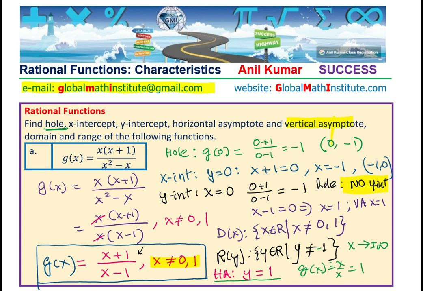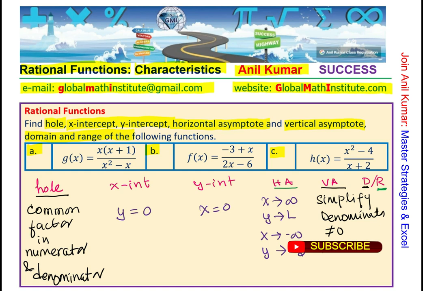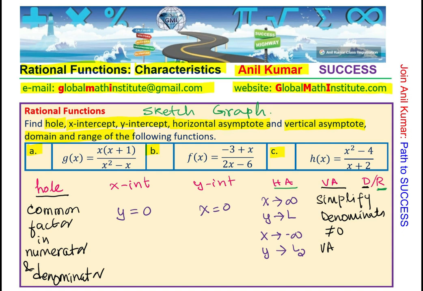I hope with this you have learned how we find the hole, x-intercept, y-intercept, horizontal asymptotes, and the vertical asymptotes. Also, domain and range, once we have done all this, is very clear. And you can always sketch the graph. So as an extension, I'll write here: sketch graph. I gave you approximate graphs for each one of them. I'd like you to sketch them and confirm.